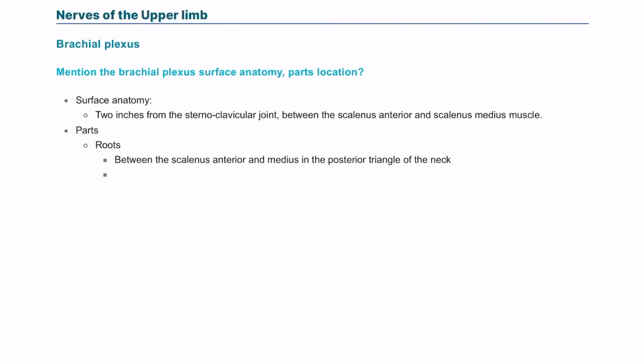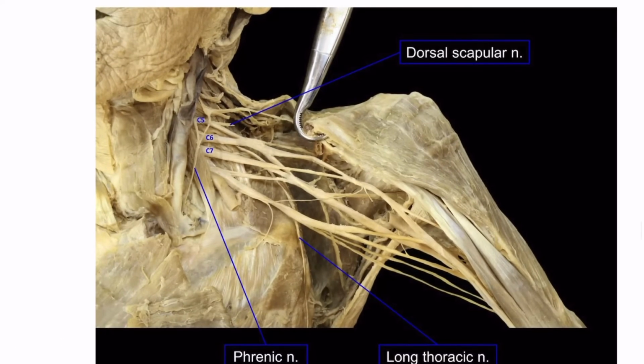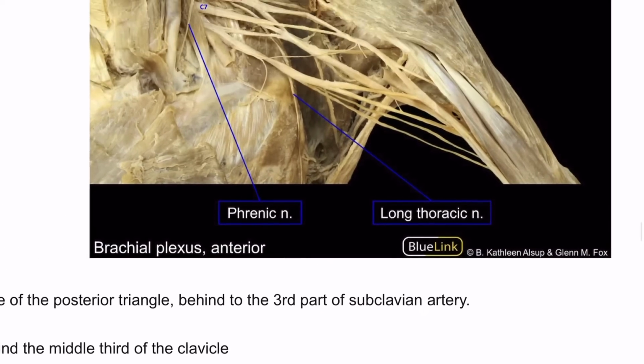Nerves of the upper limb, we're going to start with the brachial plexus. And the question is asking about the surface anatomy and the parts and location of the brachial plexus. So looking at this dissection you have here, this is the origin of the brachial plexus, which comes from C5 and C6 and 7, 8 and T1 as well. So these are the roots, and the roots will start binding together to form the trunks.